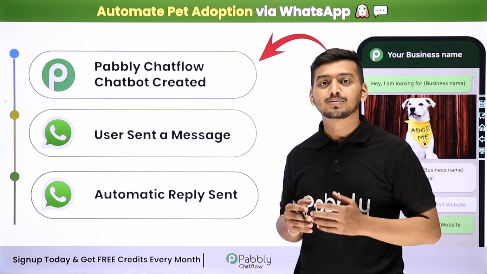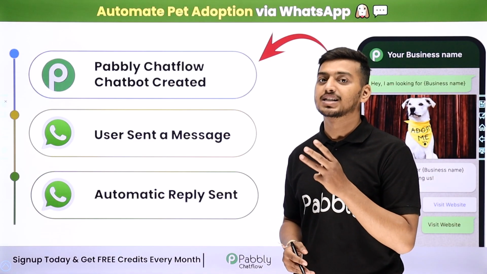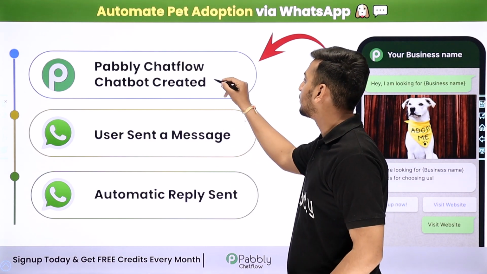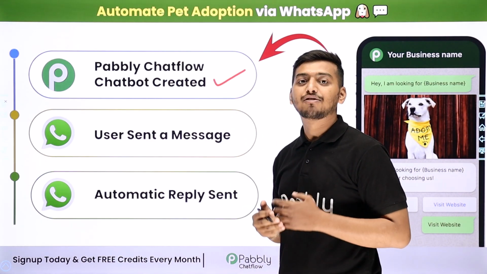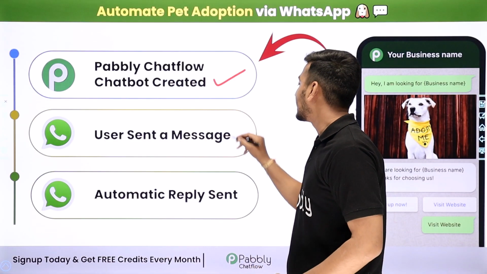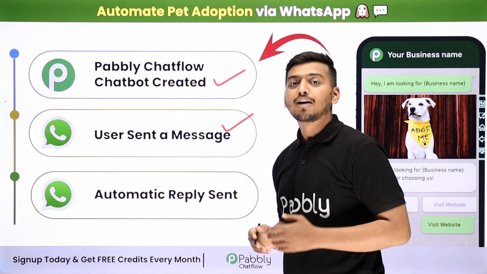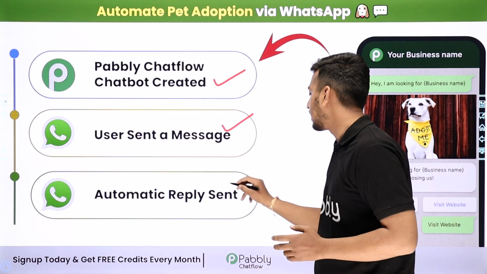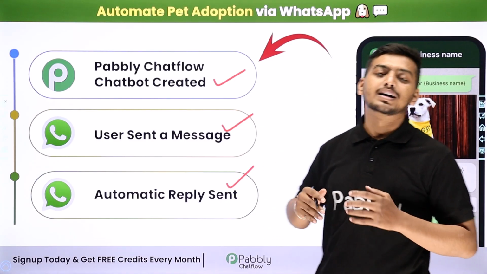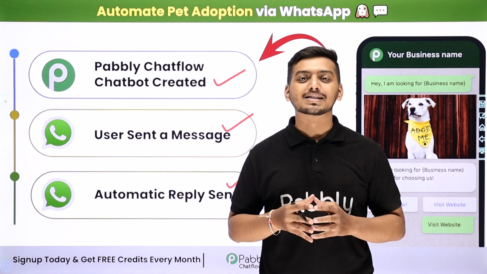And to create this WhatsApp chatbot, we just have to work on 3 simple steps. First, we will create a WhatsApp chatbot inside my Pabbly Chatflow account, and after that, whenever any user sends it any text message, this WhatsApp chatbot will reply to them automatically on our behalf. So now I will take you to my screen, and there we will see a real-time example of how this WhatsApp chatbot will work.